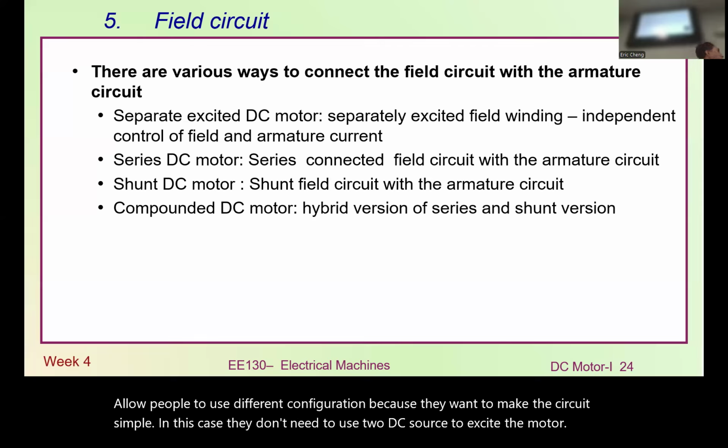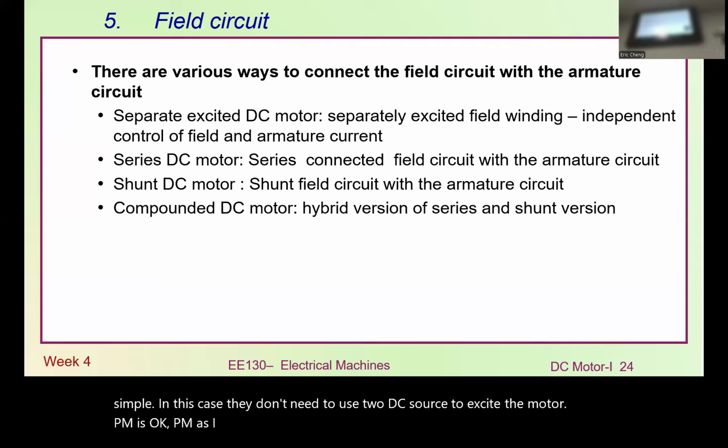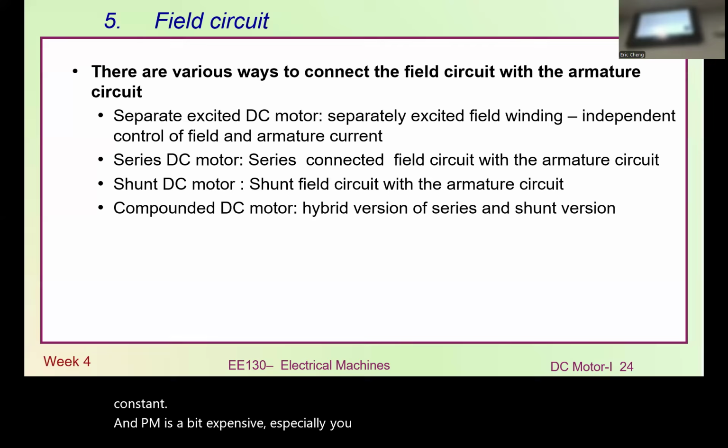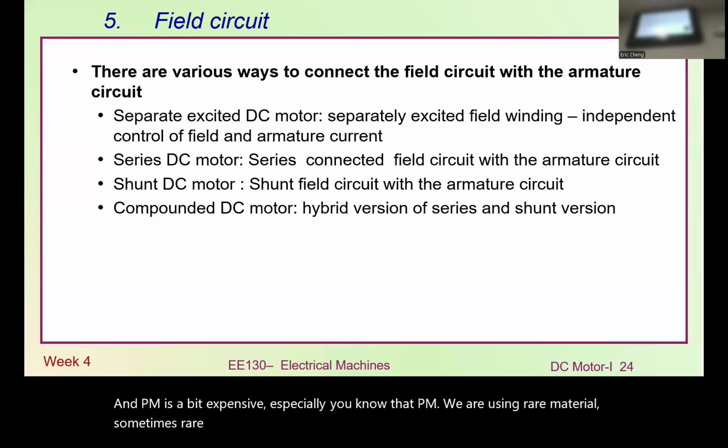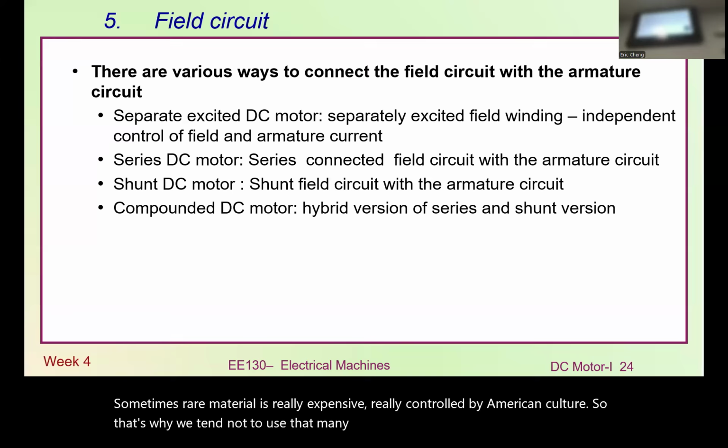PM is okay. PM, as I mentioned before, has less control capability because flux is constant. And PM is really expensive, especially since for PM we are using rare earth material. Sometimes rare earth material is really expensive, really controlled by many countries. So that's why we tend not to use that many PM. PM is easy, simple.